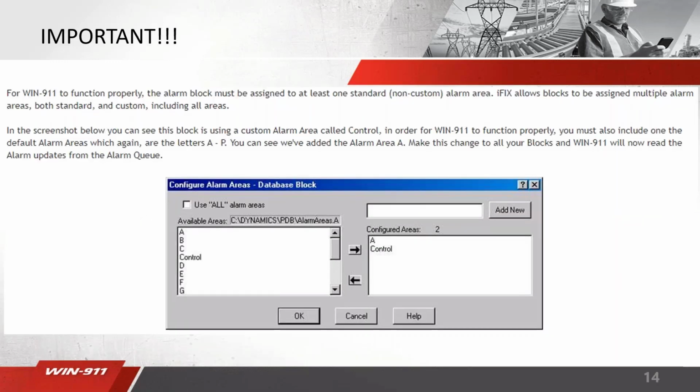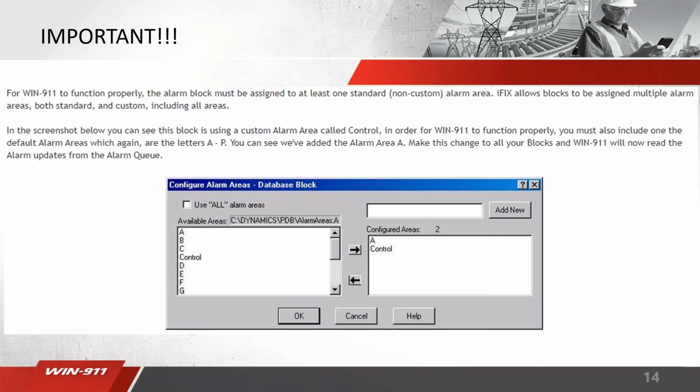Now this is extremely important. I've seen a lot of this lately, so I figured I'd add it here. And we'll just read through this whole thing together. This is, again, straight from the quick start guide and our install checklist. For WIN-911 to function properly, the alarm block must be assigned to at least one standard, non-custom alarm area. iFIX allows blocks to be assigned multiple alarm areas, both standard and custom, including all areas. In the screenshot below, you can see this block is using a custom alarm area called control.